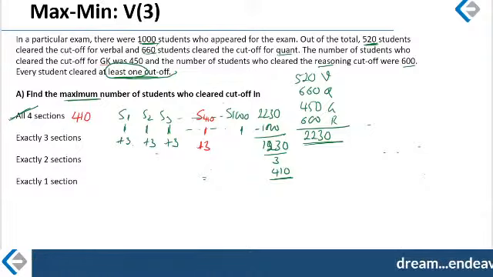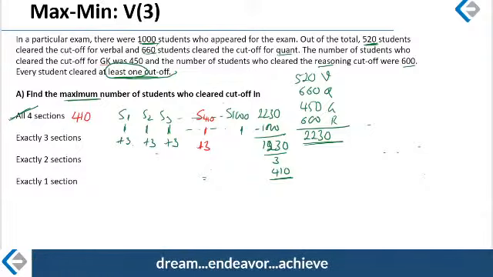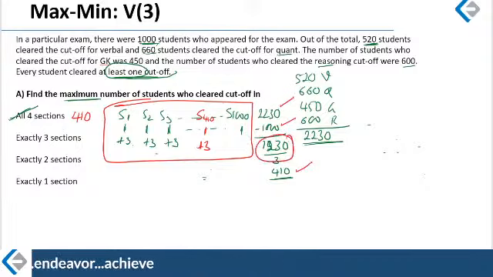Simple. All of you are getting this. I'm illustrating this particular fact, but in the exam you don't have to write this diagram. You would have added, subtracted this, divided the remaining number, and got the number as 410. Simple. That's it. That much you would have done.